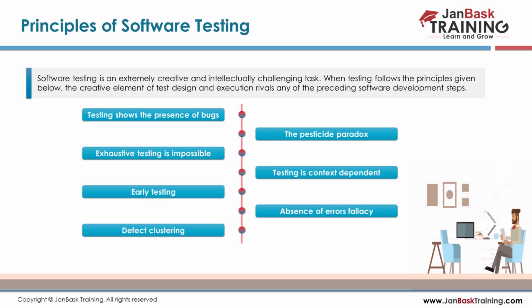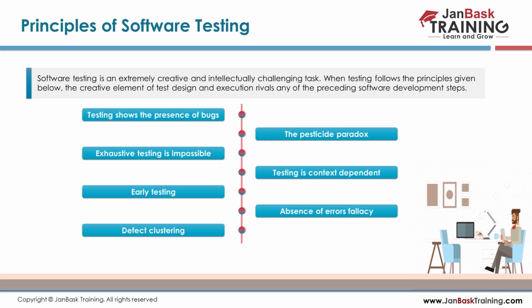Fine. So now let's continue with what the principles of software testing are. As we discussed in the last session, there are 7 principles of software testing. If you can go through this slide, it shows you the principles. Software testing is an extremely creative and intellectually challenging task. When testing follows the principles given below, the creative element of test design and execution rivals any of the preceding software development steps. We'll understand this later. But as of now, what you need to understand is that there are 7 strong principles of software testing.